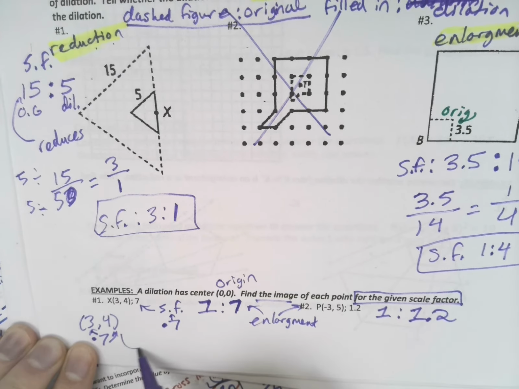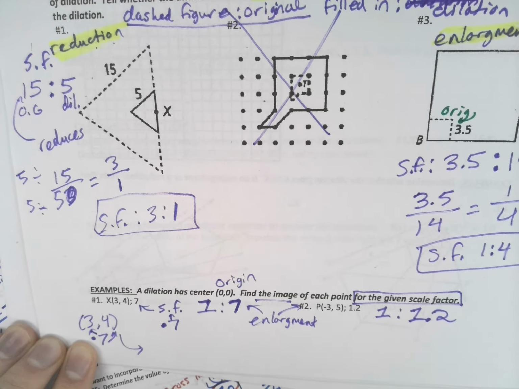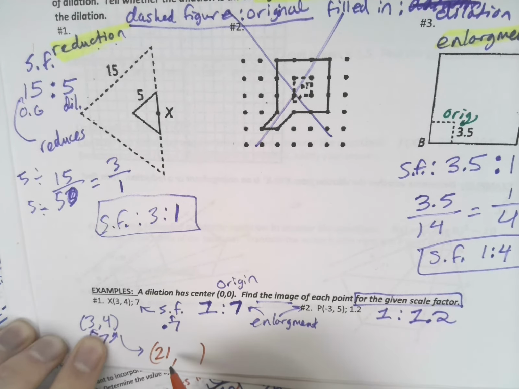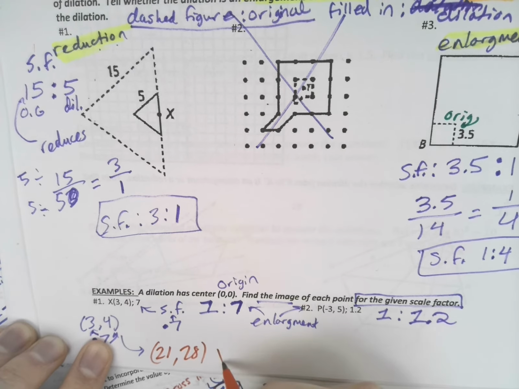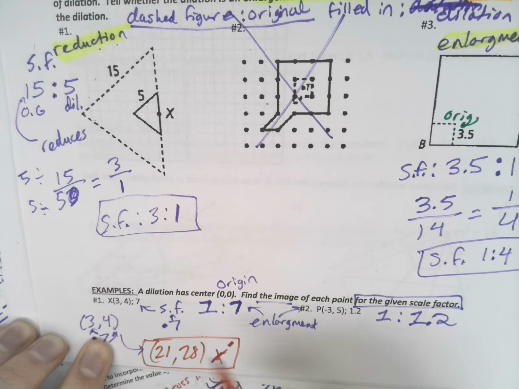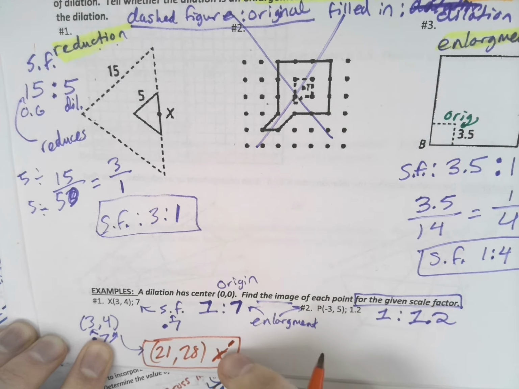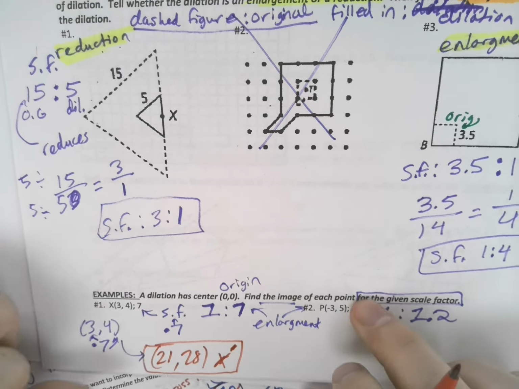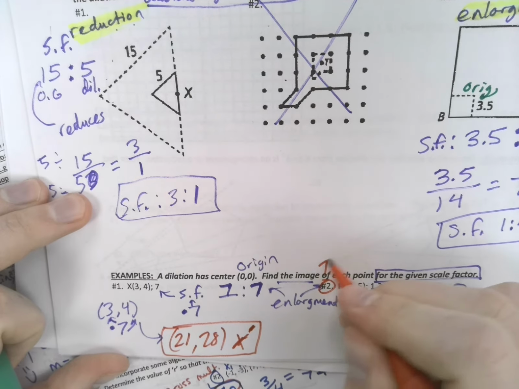So I'll write our answer in red. 3 times 7 would be 21, and 4 times 7 would be 28. And that is our new point. That would be X apostrophe. We originally had X. This is X apostrophe. So try number 2 for me, guys.